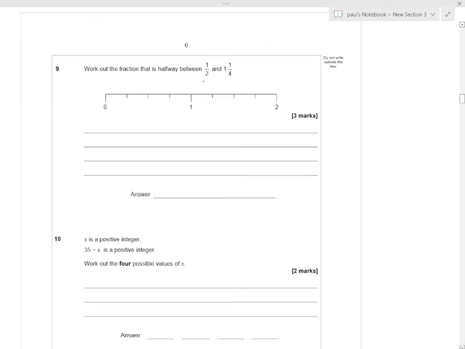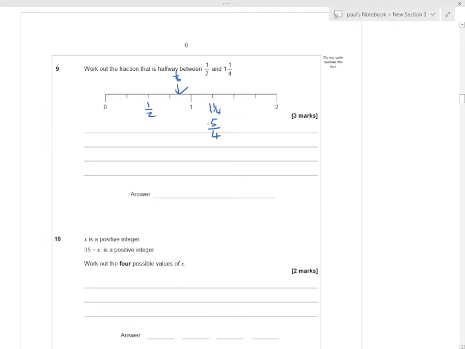Oh, this is a horrible one, yeah. So a half is there, and 1 1/4 is there. So I'm going to make that 5/4, yeah. So what we've got to do is find out what that is there, exactly halfway between that. So these are quarters, so these are eighths because they're a bit smaller, they're halfway between.